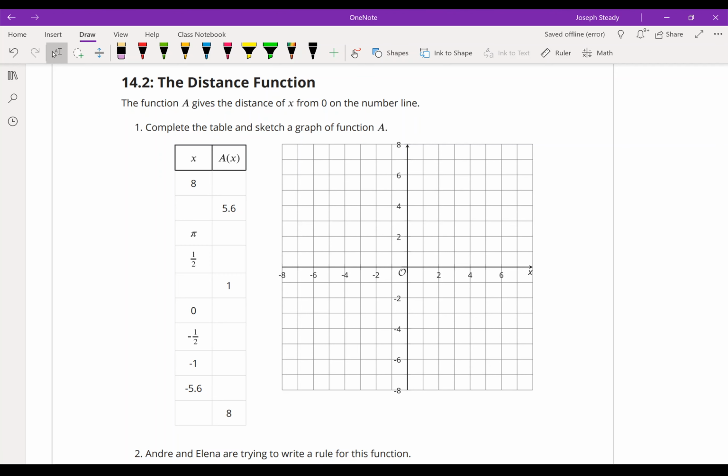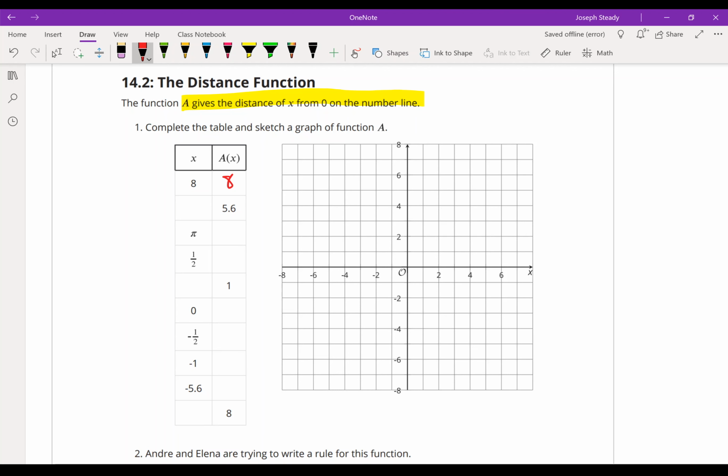In problem 14.2, we are told that a function a gives the distance of the input x from 0 on the number line. Now this should feel pretty similar to what we just talked about, but let's go ahead and check it out. So if I think about the input 8, how far away is that from 0 on the number line? Well, it's 8 away from 0.